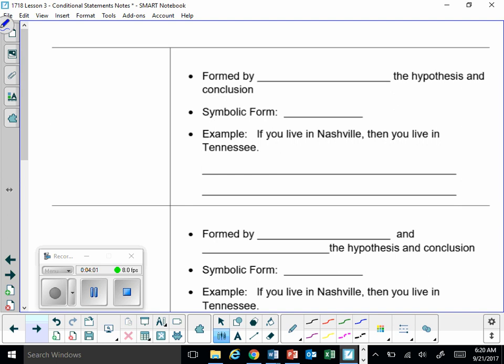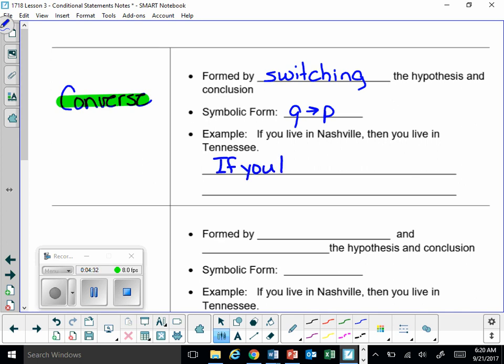The third type of conditional statement we're going to talk about is called the converse. The converse is formed by switching the hypothesis and the conclusion. Symbolically, we say if q, then p. So sticking with the same example, if you live in Nashville, then you live in Tennessee. Let's switch this. If you live in Tennessee, then you live in Nashville.